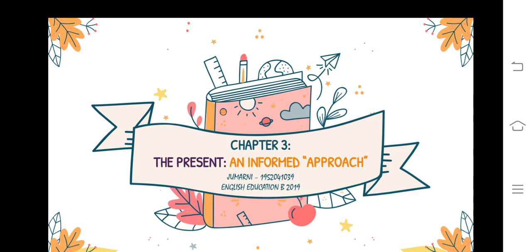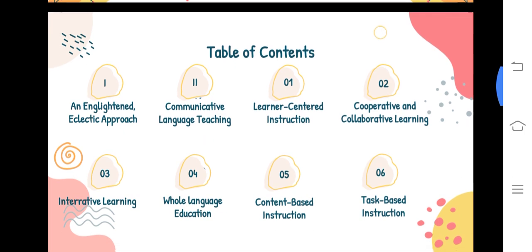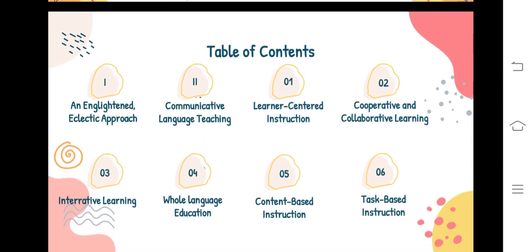Through this PPT PDF file, I would like to explain some points about the summary in chapter 3. The title of this chapter is The Present and Informed Approach. Let's see the table of contents of this chapter. Chapter 3 is divided into 2 sub-materials and then also divided into 6 subjects that follow.